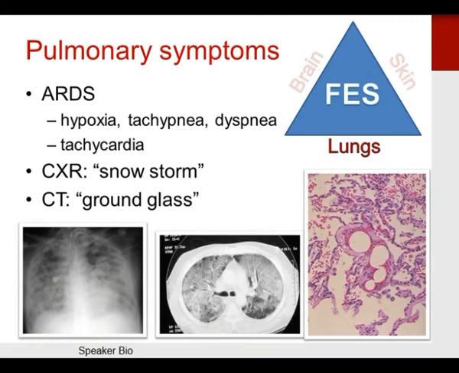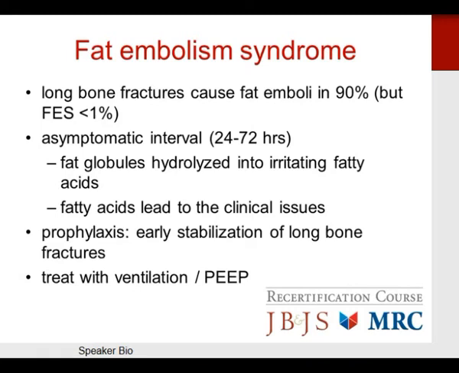And the pulmonary symptoms. This is the most dangerous part of fat emboli syndrome. Patients who have fat emboli syndrome can develop ARDS, which is, again, hypoxia, tachypnea, and dyspnea. Also, elevated heart rate. The chest X-ray will show a snowstorm. The CT scan will show ground glass. What happens with fat emboli syndrome is long bone fractures cause fat emboli in up to 90% of patients, but only less than 1% will actually develop any signs of fat emboli syndrome.